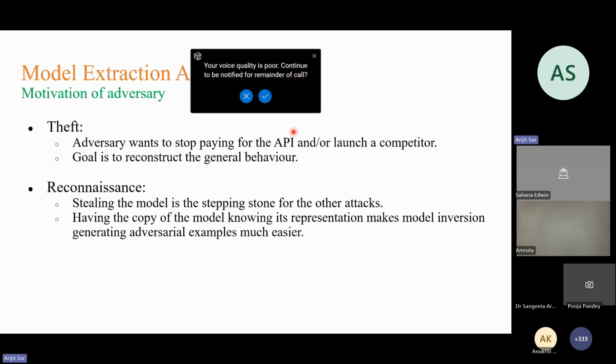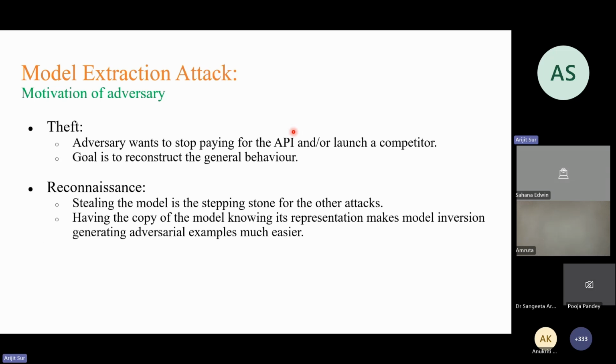What if the adversary wants to stop paying for the API? That is the basic motivation, to reconstruct the general behavior. This is another way of doing a model extraction attack. Say you subscribe to a model and have to pay every month, but if you write your own model by reverse engineering, then you say, no, I don't want to subscribe, now we have a model. This is the kind of motivation we are describing.